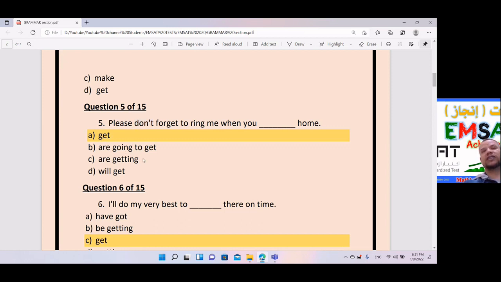Not are going to get, because it's not a planning. Not are getting, because it's not getting now. You're not doing that. You didn't start going home. And it's not will, because will is a future of a long time, but I'm talking about just get home. Don't forget to ring me when you get home.